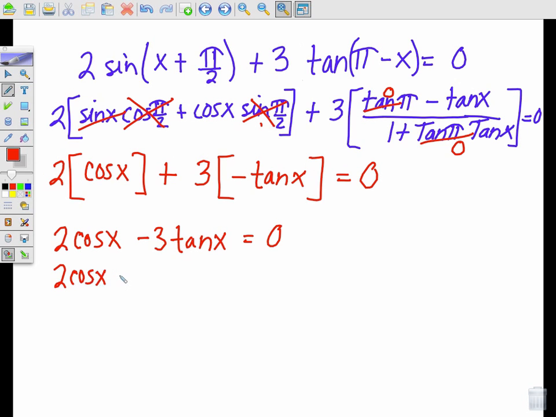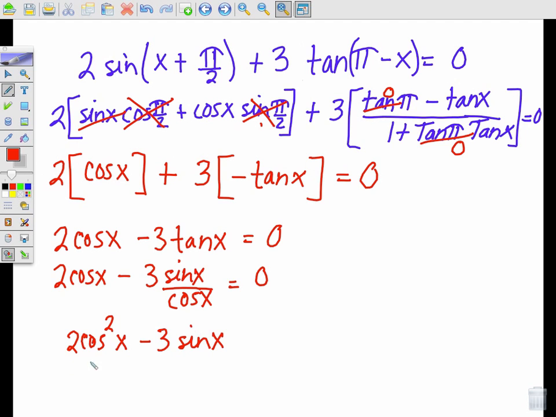I need to write these in different forms. So 2 cosine of x minus 3 sine x over cosine x. I'm trying to get these so that they have the same denominator. For a common denominator, I would multiply the top here by cosine. So it's 2 cosine squared x minus 3 sine x all over cosine x equals 0.